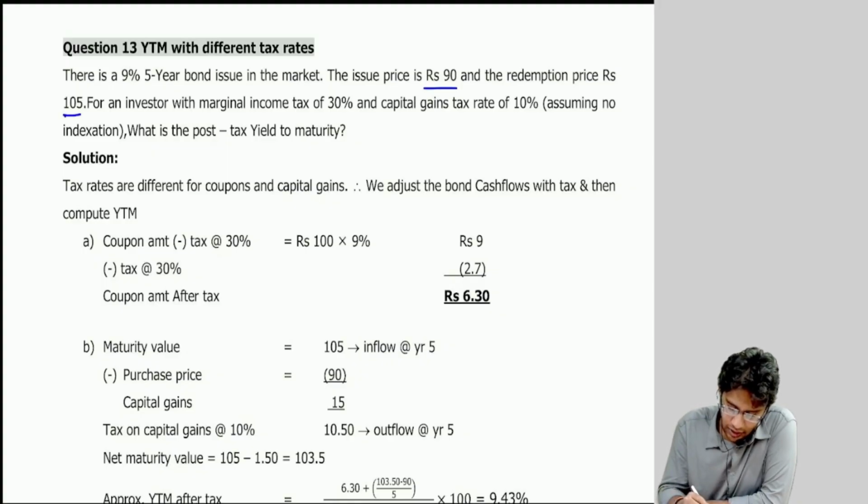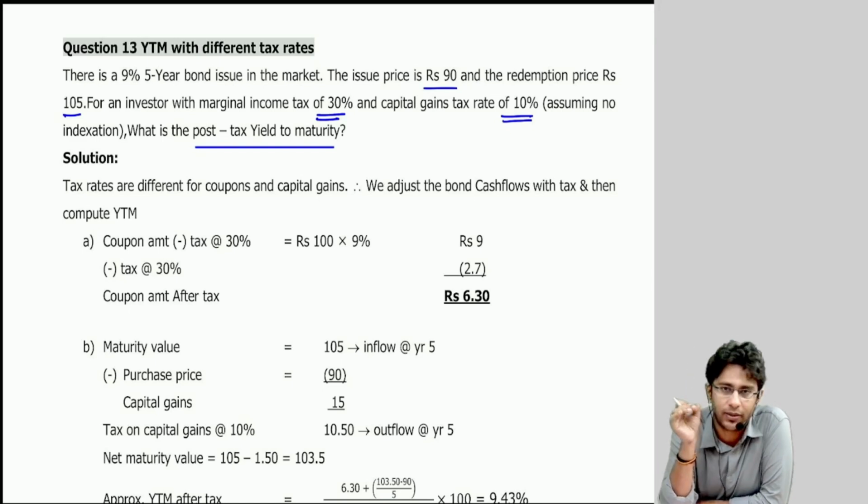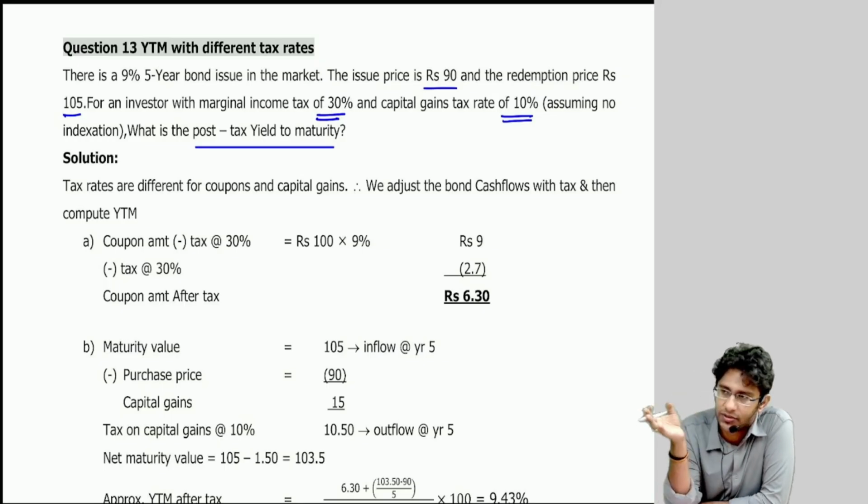For an investor with a marginal income tax rate of 30% and a capital gains tax rate of 10%, assuming no indexation, you have to do the tax chapter now. What is the post-tax yield to maturity? The requirement is the same: I want the after-tax YTM. But the twist is, your tax rates are not the same. On interest income it is 30%, on capital gains it is something else.